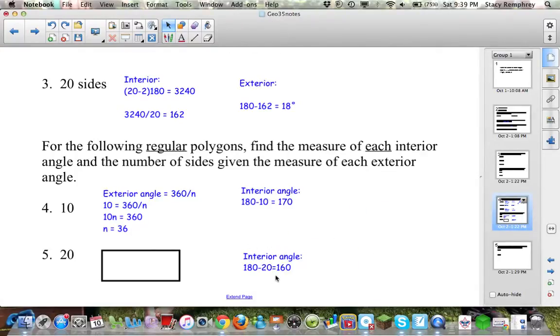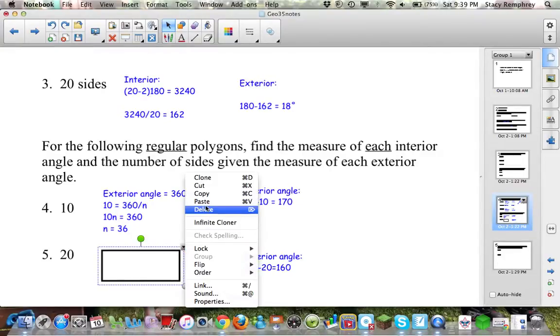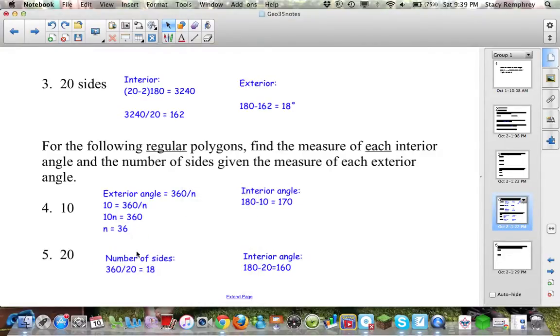Here I did the interior angle first by using the fact that they're supplementary. And then I said, well, every time I'm finding the number of sides, I'm just doing 360 divided by the exterior angle. So I found that there.